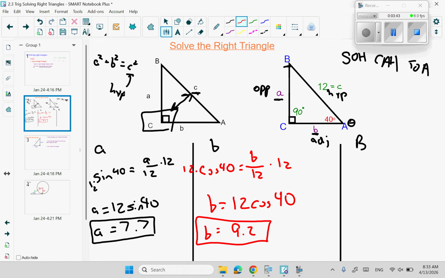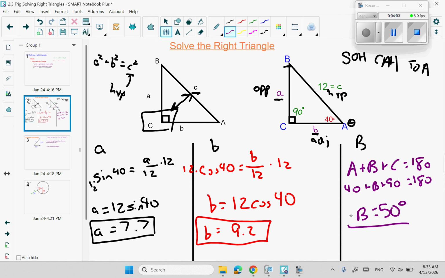Okay. And then big B, we have to recognize that three angles of a triangle always add up to 180. And because I know A is 40 and C is 90, I can solve for B that way and find that B has to be 50 degrees.